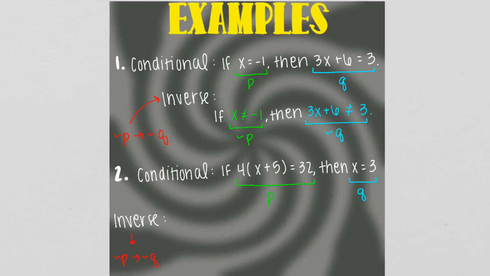So I still write the word if, and everything almost stays the same. So 4 parentheses x plus 5 close parentheses. Here's where it changes. Instead of that equal sign, remember it's does not equal. So the equal with the slash, 32. Then, and same thing here, instead of x equals 3, it's x does not equal 3.